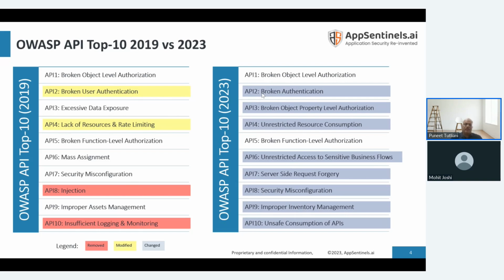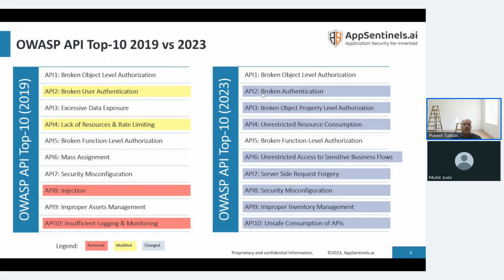Instead of assets, OWASP is now talking about inventory management. So OWASP API top 9 is improper inventory management, which means an organization should spend time and understand all the APIs they have in their environment. They should understand the sensitive data exposures via those APIs, and maintain an up-to-date inventory of their APIs.